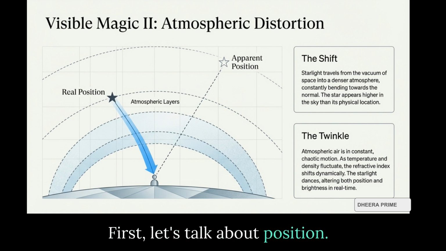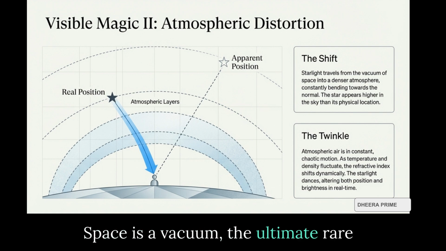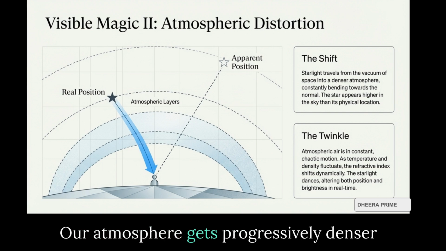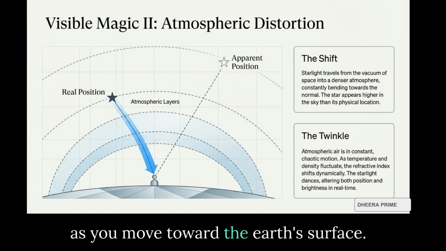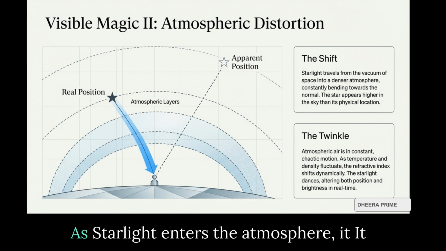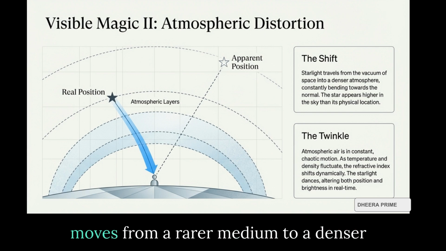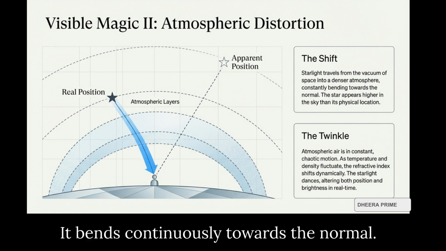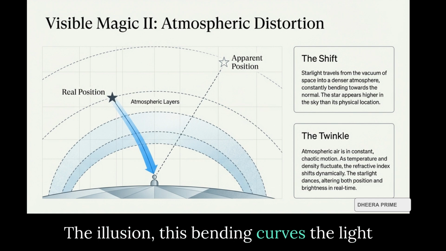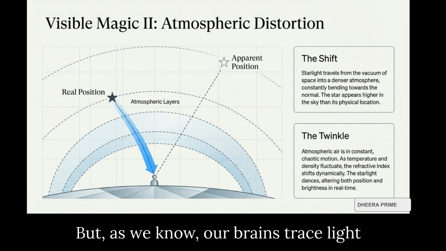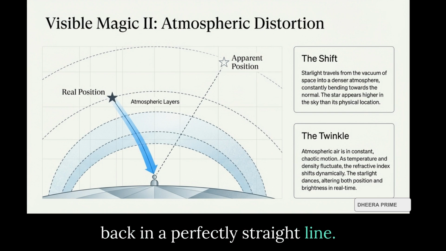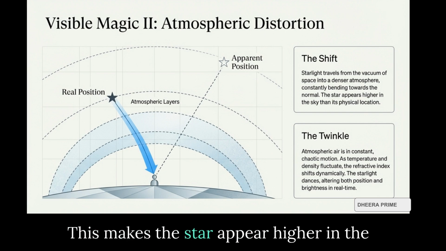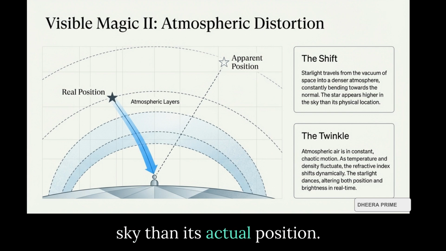First, let's talk about position. Space is a vacuum, the ultimate rare medium. Our atmosphere gets progressively denser as you move toward the Earth's surface. The physics: as starlight enters the atmosphere, it moves from a rarer medium to a denser one. It doesn't just bend once, it bends continuously towards the normal. The illusion: this bending curves the light downward toward your eyes. But, as we know, our brains trace light back in a perfectly straight line. The result: this makes the star appear higher in the sky than its actual position.